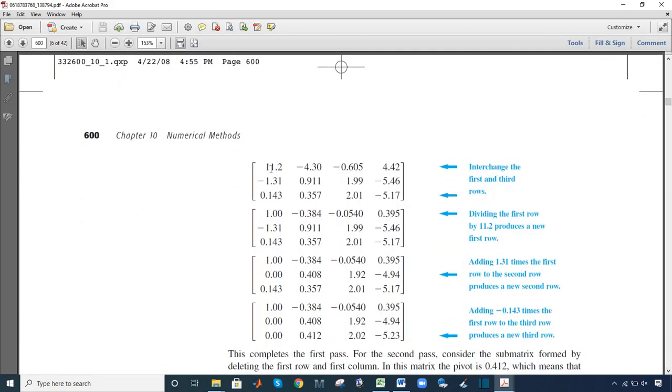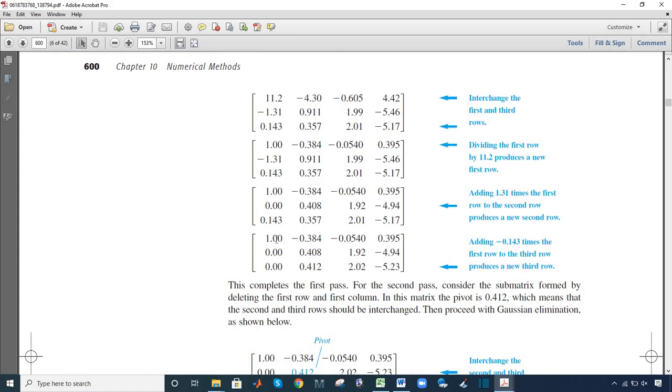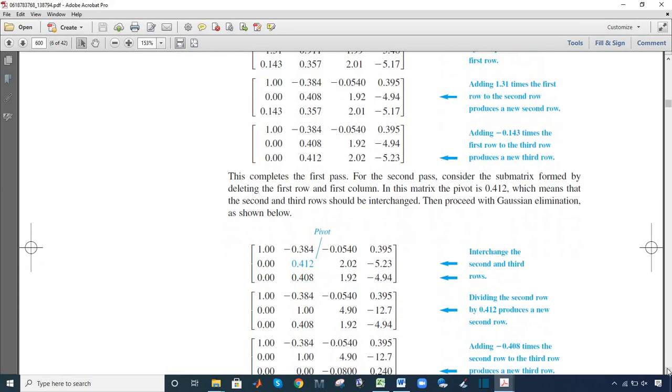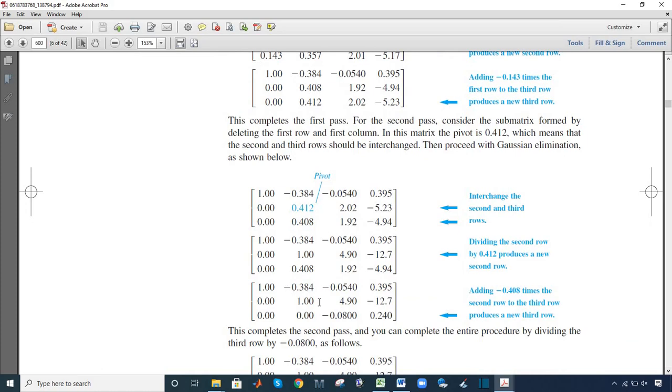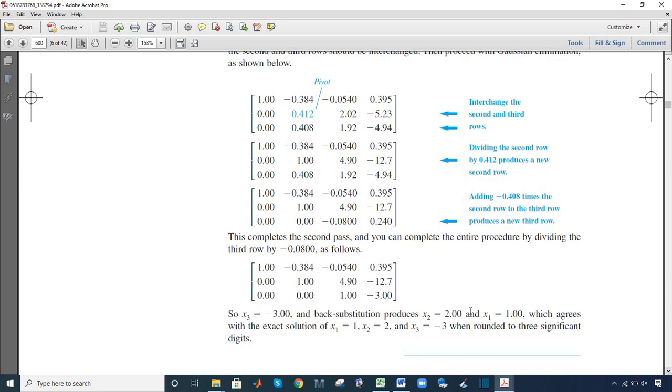Here is the pivot element, and then the same procedure as in the previous case, Gauss elimination, means you have to make this element 1, this 0, this one is 0, and also this element you have to make 1, and this one is 0, and this one also 0. The final form of the matrix you will get like this: 1 0 0, 1, 0 1.